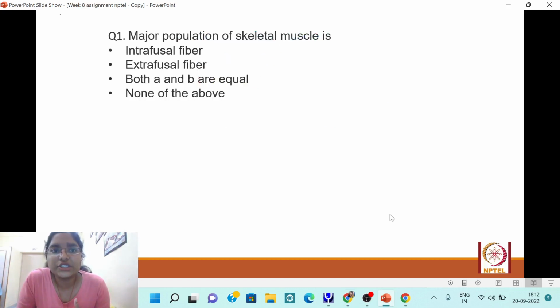The first question is: the major population of skeletal muscle is intrafusal fiber, extrafusal fiber, both A and B are equal, or none of the above. I'm repeating the question again. The major population of skeletal muscle is intrafusal fiber, extrafusal fiber, both A and B are equal, or none of the above. Your time starts now. Start answering.